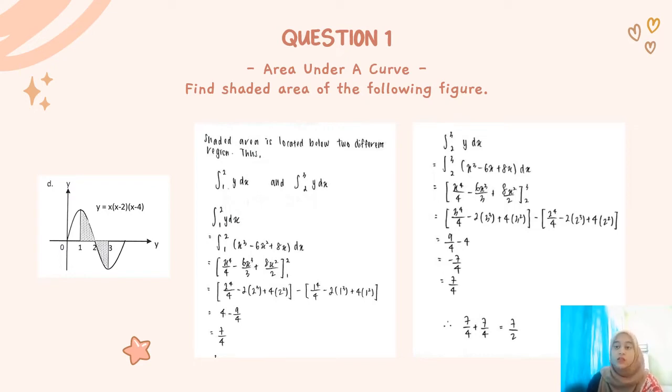After we finish all the calculation, next we combine the value of shaded area A and shaded area B, or shaded area 1 and shaded area 2, and at last we got the value of the whole shaded area is 7 over 2.